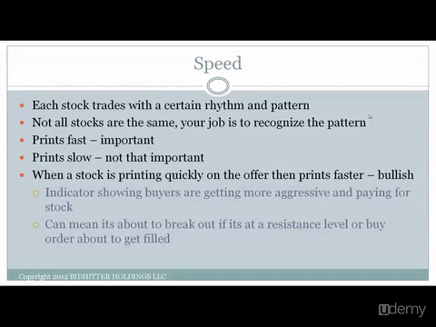Let's give another example. When a stock is printing very quickly on the offer, then prints a lot faster, that's a bullish sign. It shows that buyers are getting even more aggressive in paying for the stock. It can mean it's about to break out, if it's at a resistance level, or a buy order is about to get filled. With speed, it essentially shows you that they're getting even more aggressive. The faster prints mean faster trades are going through, and the more aggressive they are getting.